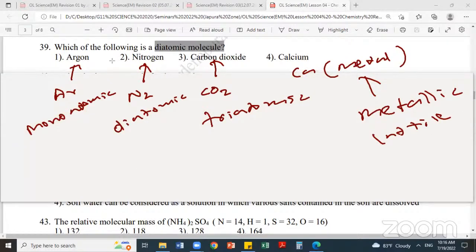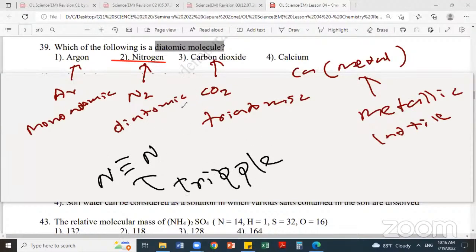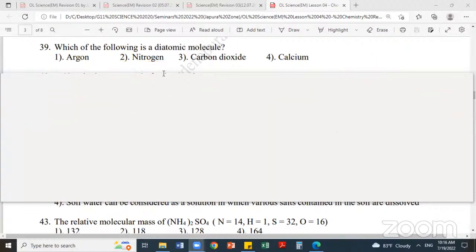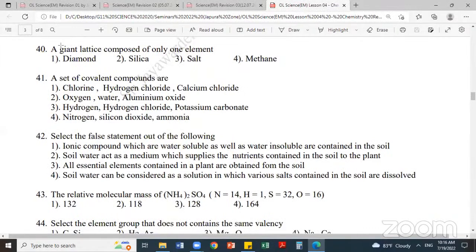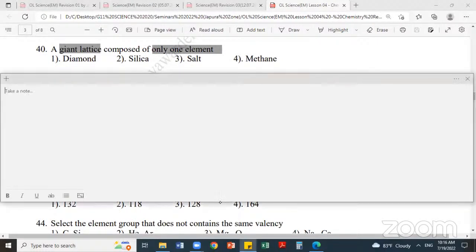Nitrogen is a diatomic molecule, but don't forget that between the nitrogen atoms there's a triple bond. The molecule is diatomic, but it's a triple bond. Triple bond and diatomic molecule are two different things. Question number 40. A giant lattice composed of only one element. Any volunteers who can give me the answer for this? Yes? Any volunteers?